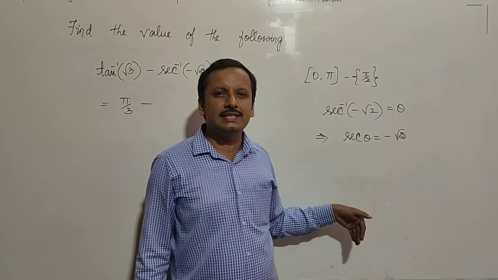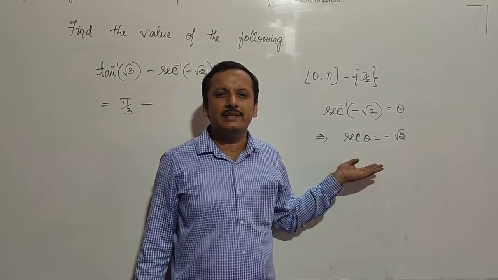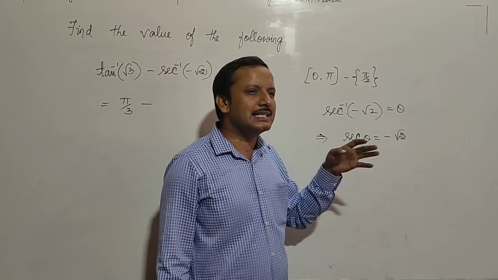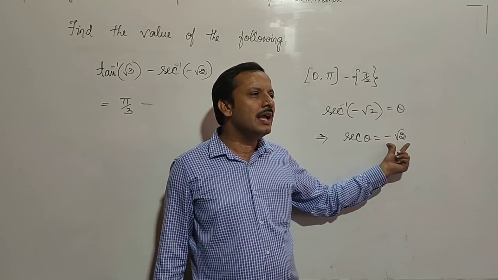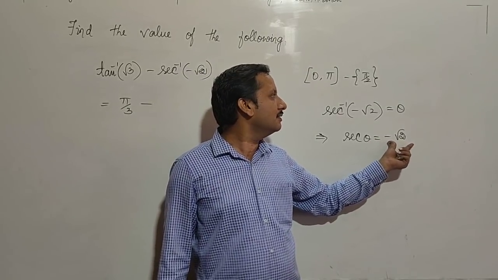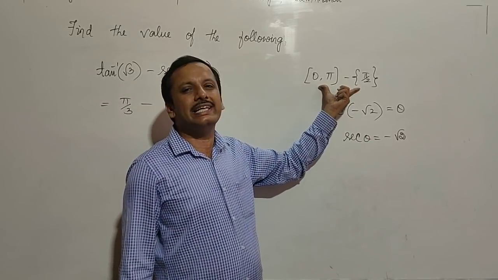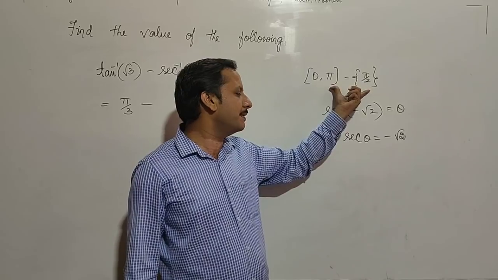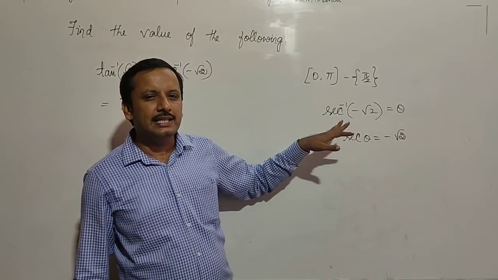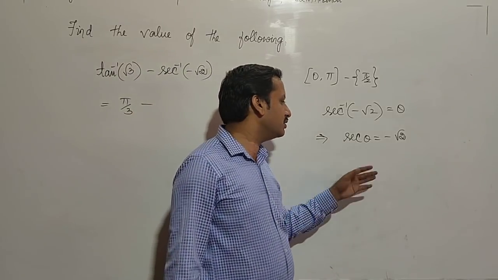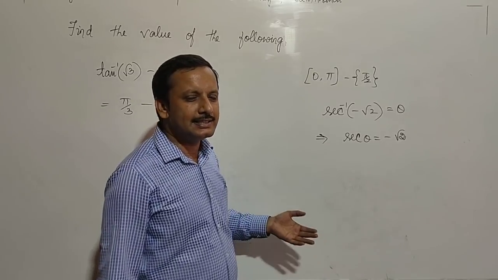As you know, cos theta is negative in the second and third quadrants. Therefore, secant theta, being the reciprocal of that, is also negative in the second and third. Now, I cannot go to the third quadrant because the value of theta should lie in the interval 0 to pi except pi by 2. So it has to be in the second quadrant only. There is a value of theta in the second quadrant which will make secant theta minus root 2. That angle is 3 pi by 4.